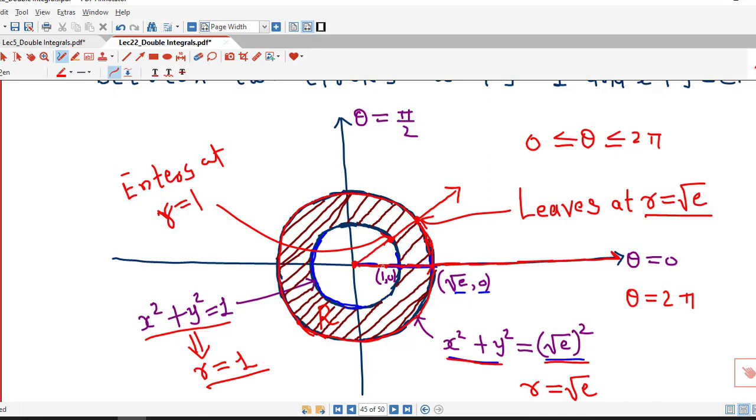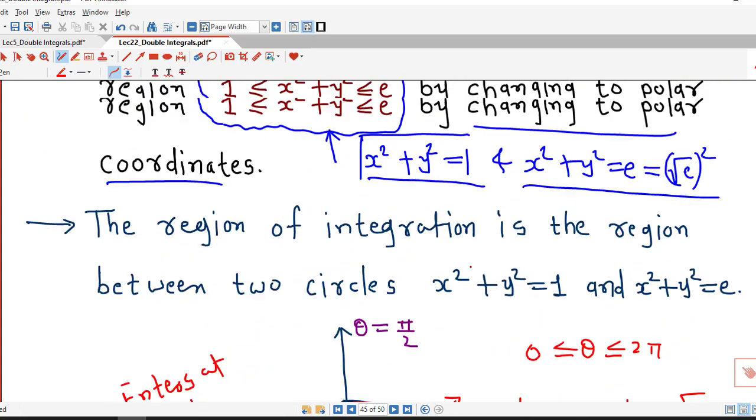For limits of theta we require the smallest and largest values of theta that bound the region of integration. The smallest value of theta is 0 and our region is the whole circle, the region between two circles. So we have to complete this whole circle. Therefore theta is from 0 to 2 pi.